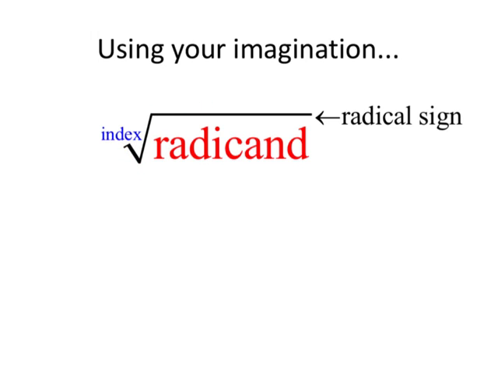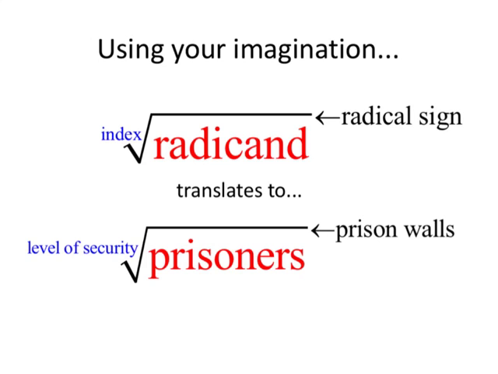And so how we're going to use our imagination is this. We're going to let the index represent the level of security of our prison. The radical sign is going to represent prison walls, and so anything that's inside the radical sign is going to be prisoners.